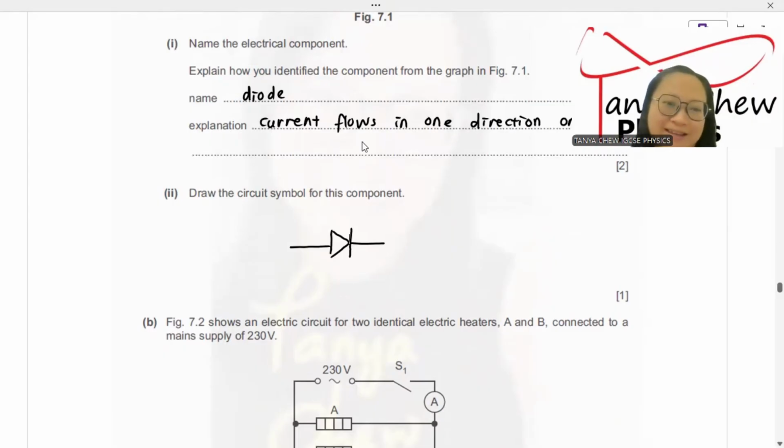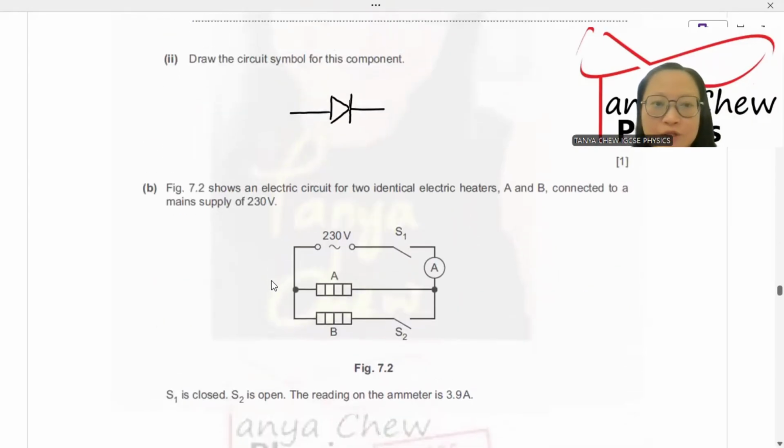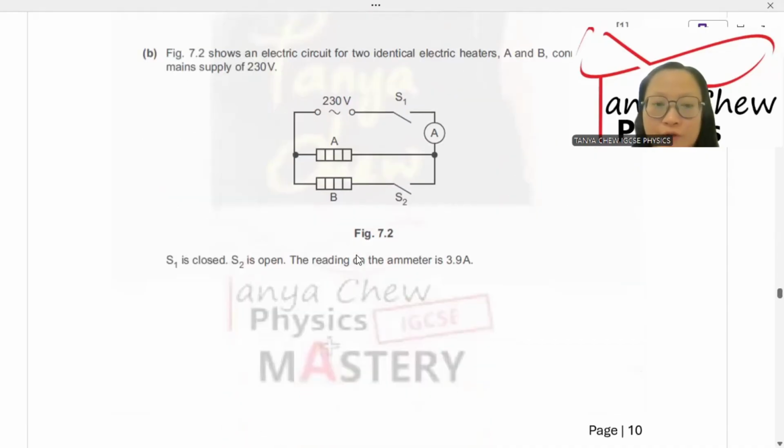B. Fig 7.2 shows an electrical circuit for two identical electric heaters, A and B, connected to mains supply 230 volt.